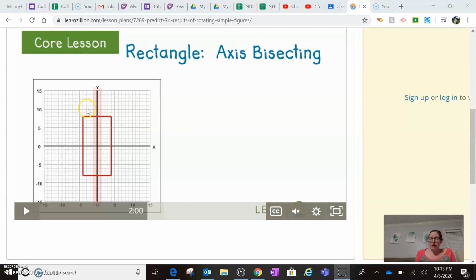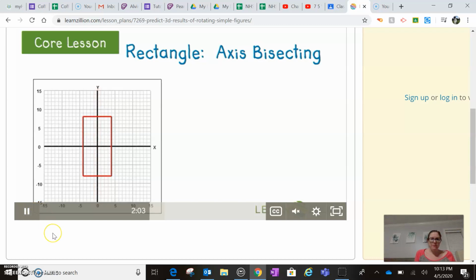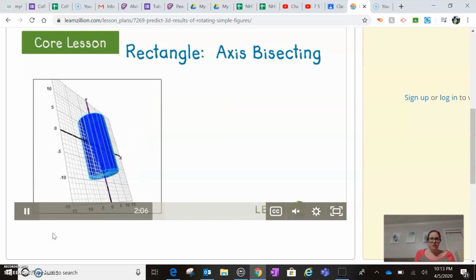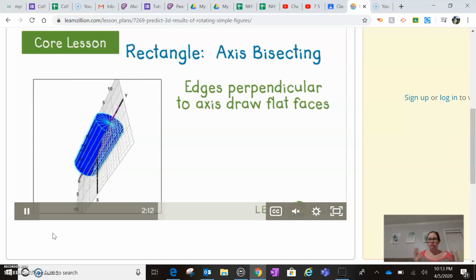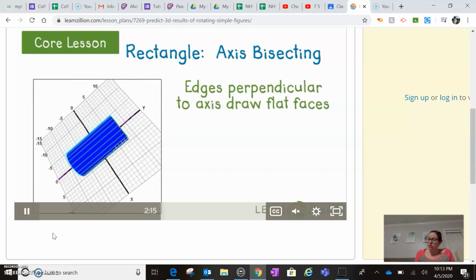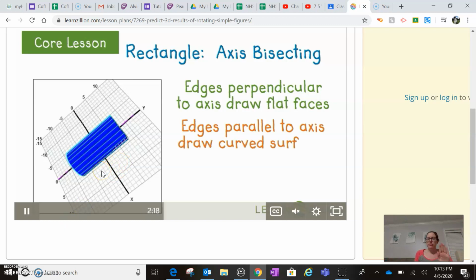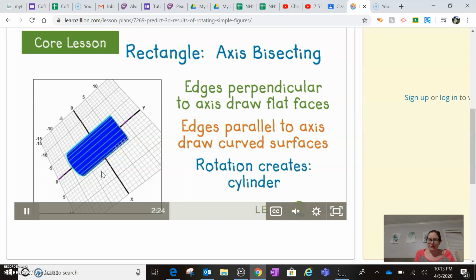So for example, if you have a rectangle here, starting off it's two-dimensional, but then you were to actually rotate it around in space, it would create a three-dimensional object. Okay, so let's see what happens when we rotate it around the y-axis. Okay, watch. Okay, so do you see what's happening? What kind of shape do we have now? That's right, it's a cylinder. When you rotate a flat two-dimensional rectangle around an axis, it's always going to create a cylinder.